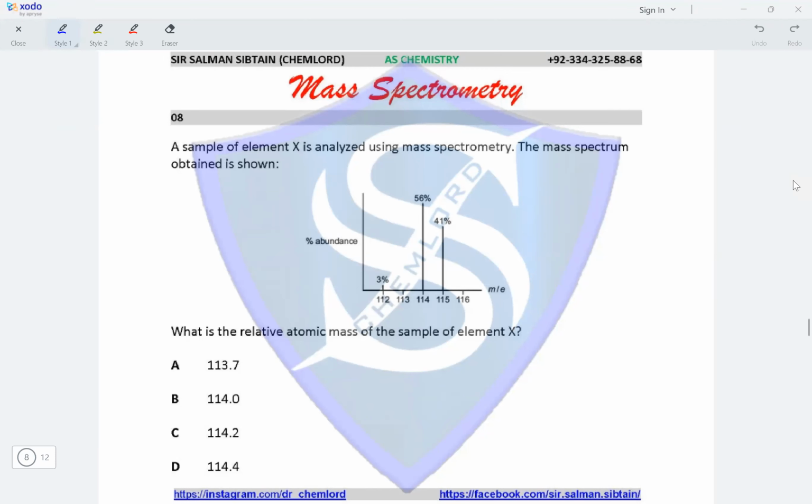Question 8. A sample of element X is analyzed using mass spectrometry. The mass spectrum obtained is shown. What is the relative atomic mass of the sample of element X?